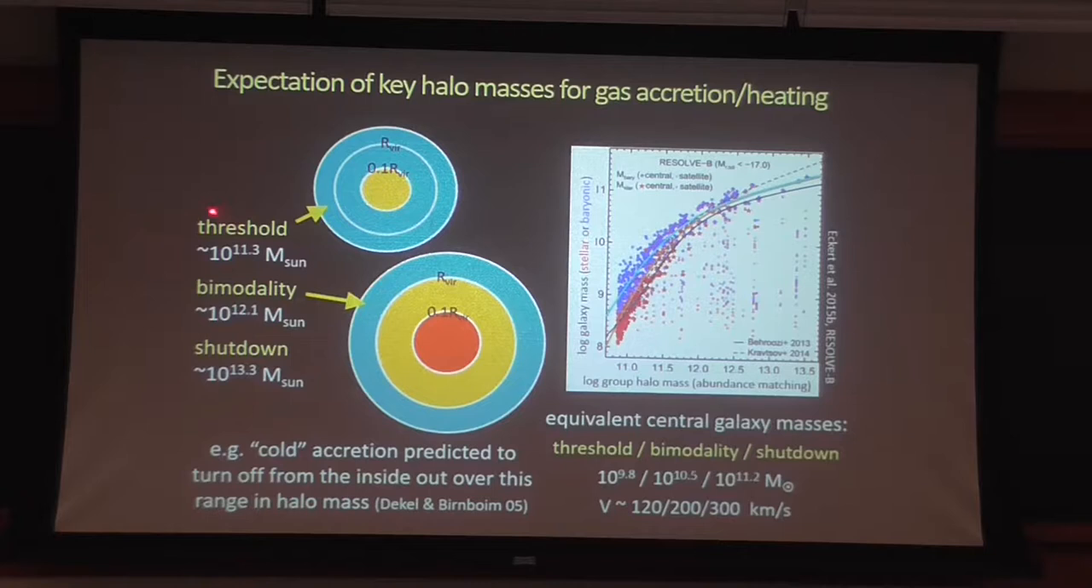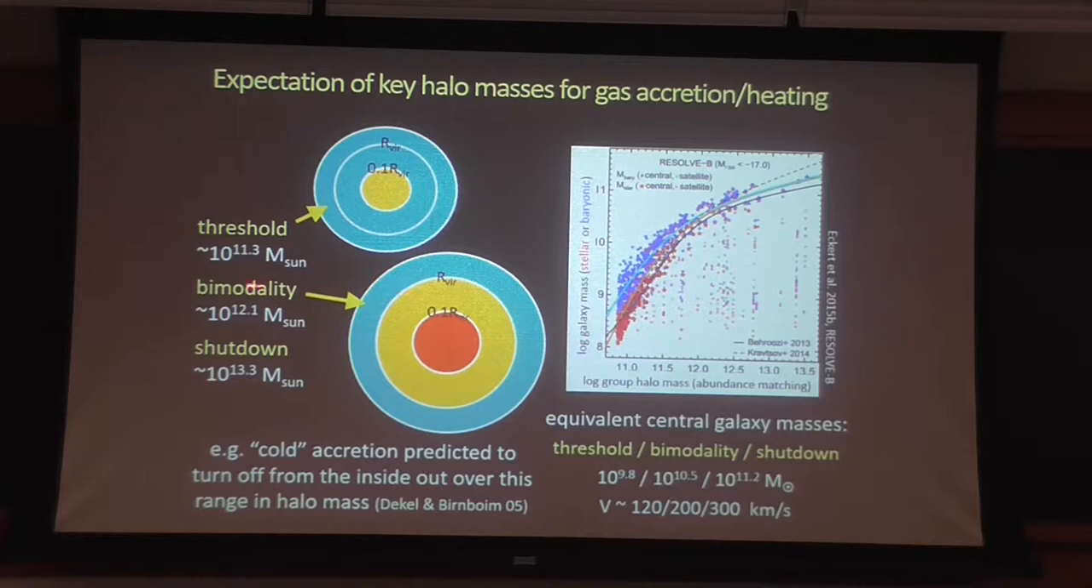what I've simplified as three distinct scales. So at the threshold scale, which is around 10^11.3 or 11.4, you have just the beginnings of gas heating just within the inner halo, so out to about a tenth of the virial radius. Then at the so-called bimodality scale, which I'll show you in a minute, is actually linked to a galaxy scale that is known as the bimodality scale, so about 10^12 solar mass halos, now you're getting heating out to the virial radius.